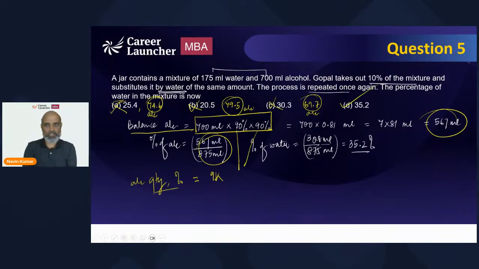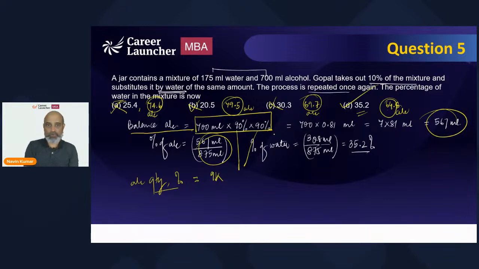One option has to be the answer, right? So 35.2 would mean this being 64.8. 6 plus 4 plus 8, 18, in the table of 9. So yes, this is a possible concentration of water, because the counterpart of it is a possible concentration of alcohol, because it's a multiple of 9.